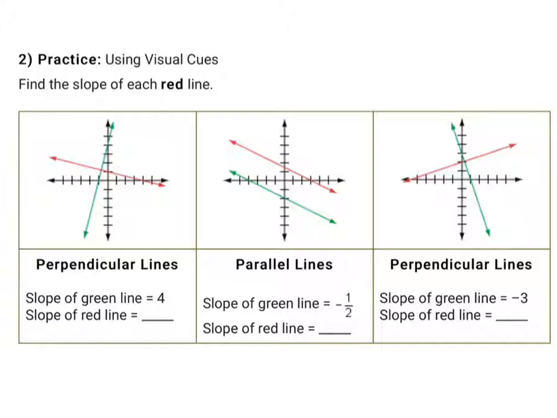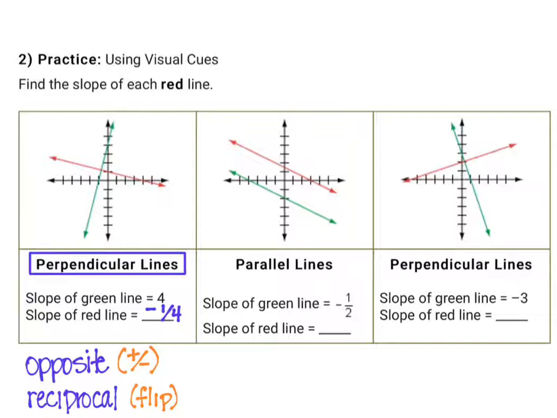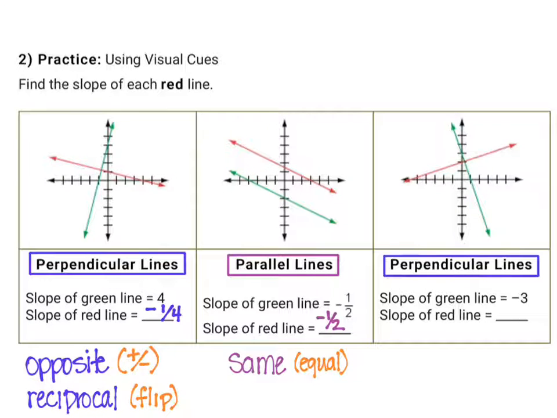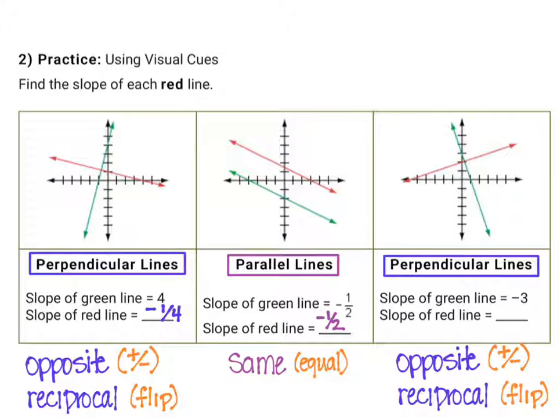So we're going to start practicing by looking at these pictures, and we'll see in this first picture that it says they are perpendicular lines. And if the green line has a slope of 4 and they are perpendicular, then we want the opposite reciprocal, and so we're going to get -1/4. In the middle one, we have parallel lines, and parallel lines have the same or equal slopes, so its slope is still -1/2. In the third picture, we have another pair of perpendicular lines. So if the first one has -3, then its opposite reciprocal would be +1/3.